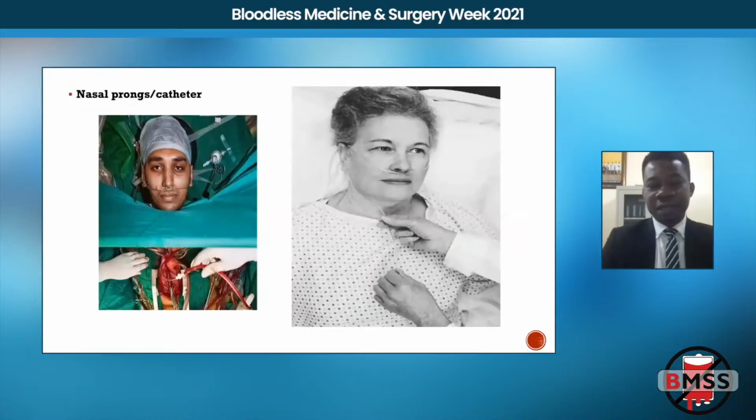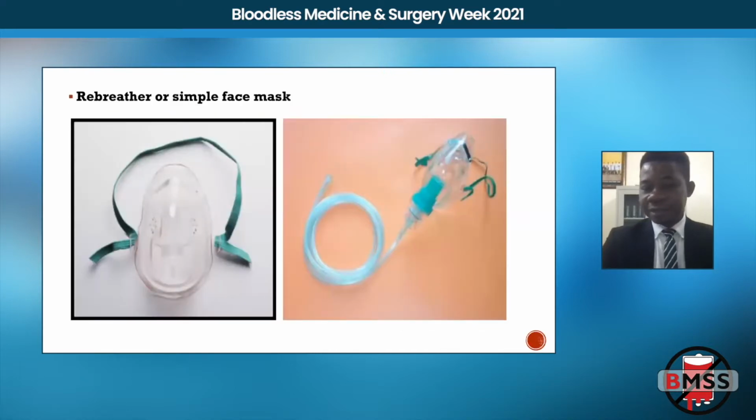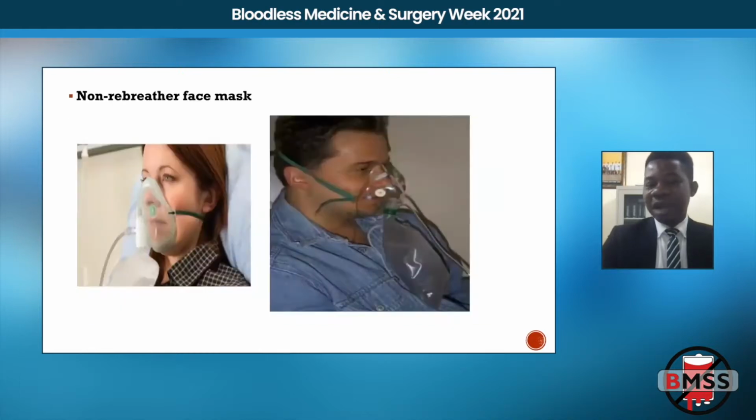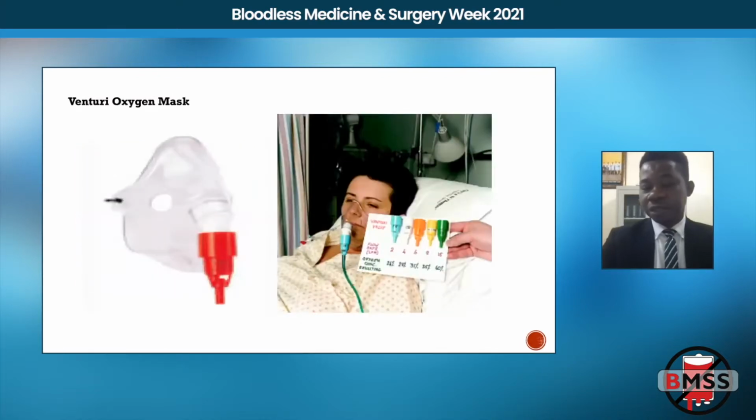All right, this is just a picture of what we've tried to explain. A patient on nasal prong undergoing surgery, and another patient, a medical patient, who requires oxygen therapy through a nasal prong. And this is a simple face mask which we will refer to. And we have the non-rebreather face mask. This one has the ability of giving a high concentration of oxygen because it has a reservoir bag. Okay, it can tend to reserve some oxygen.